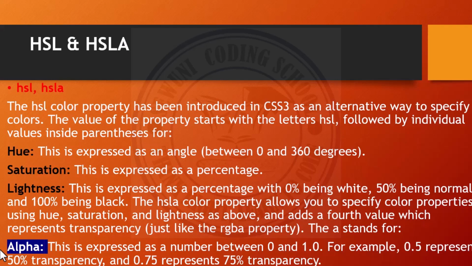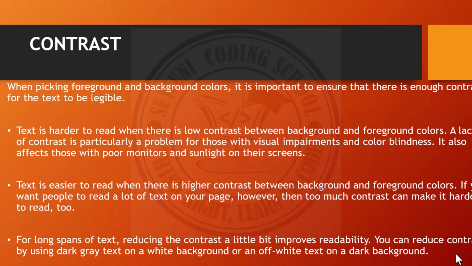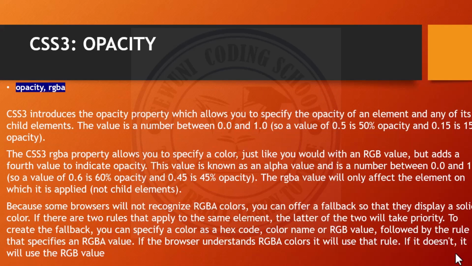The HSLA color property allows you to specify color properties using hue, saturation, and lightness, as I've explained above, and a fourth value which represents transparency, which is what? Opacity. And alpha is expressed as a number between 0.0 and 1.0. For example, 0.5 represents 50% transparency and 0.75 represents 75%.